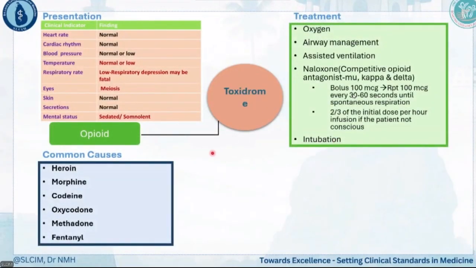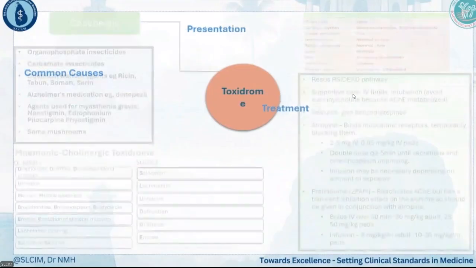The opioid toxidrome, again, common causes are heroin, morphine, codeine, oxycodone, and so on. Again, naloxone you have to give. If you are in doubt, you can give it and see. You can give a bolus, and then again an infusion might be needed, two-thirds of the initial dose per hour, if the patient is not conscious. And here you might have to do assisted ventilation, intubation, and so on.